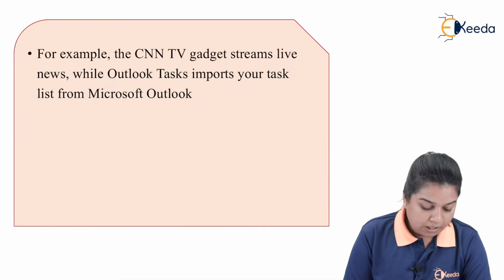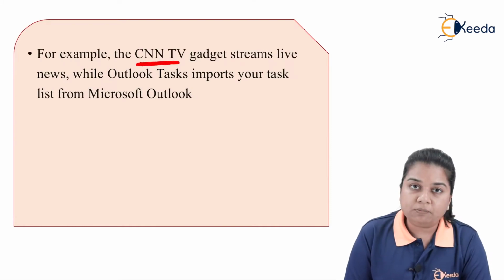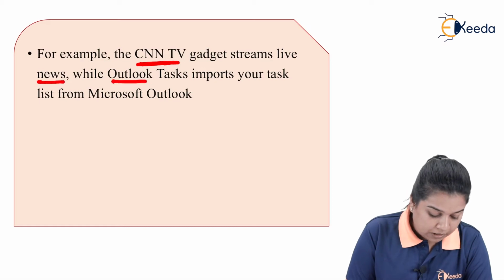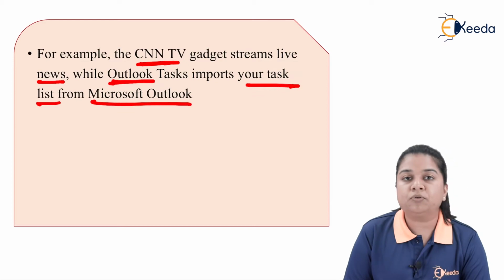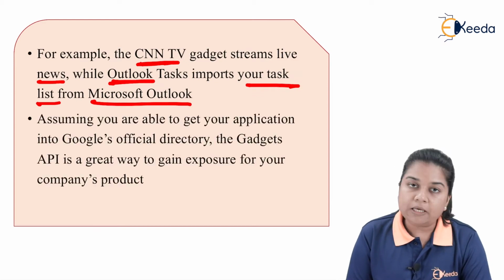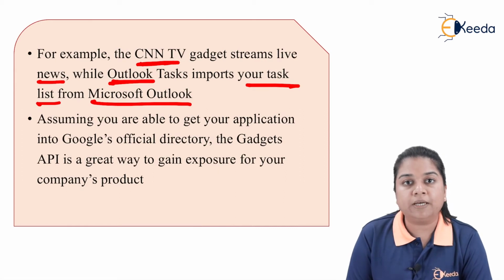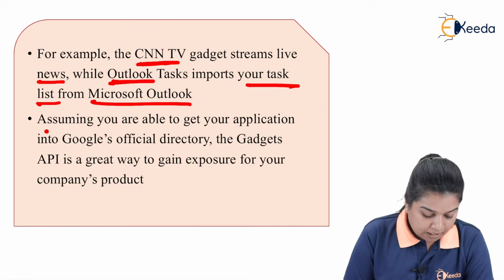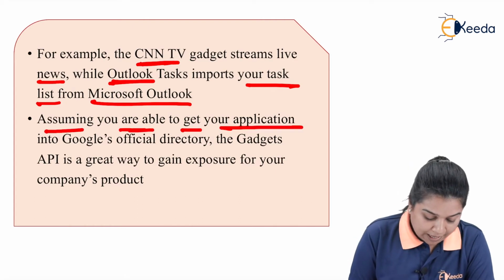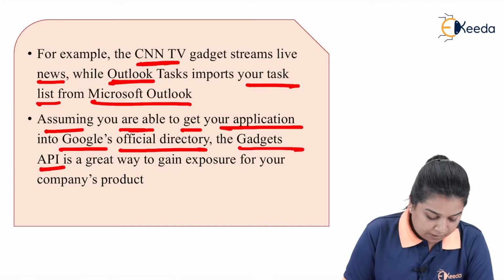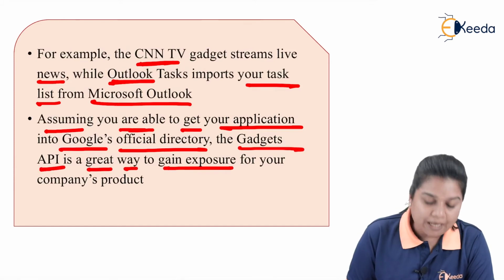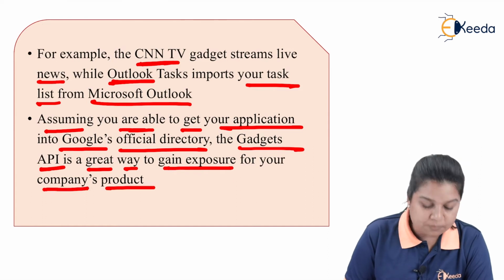For example, the CNN TV gadget streams live news, while Outlook Tasks imports your task list from Microsoft Outlook. These are all the gadgets, or the services, which are provided with the use of this Google Gadgets API. Then, assuming you are able to get your application into Google's official directory, the Gadgets API is a great way to gain exposure for your company's product.